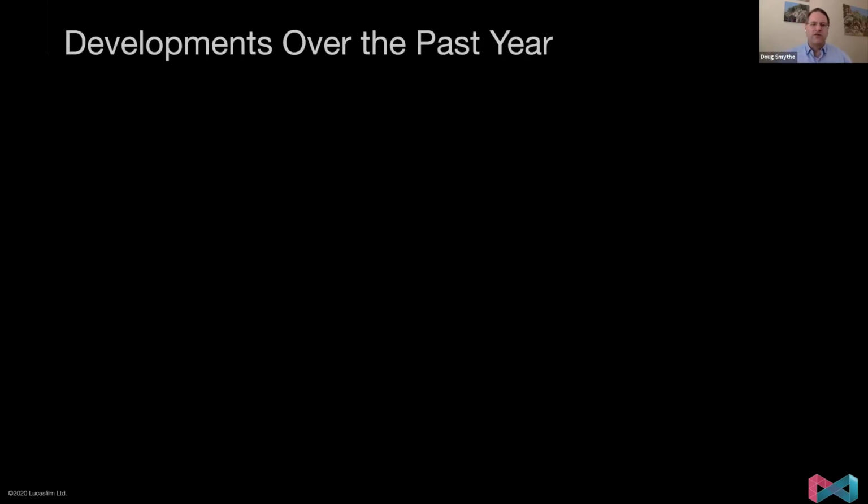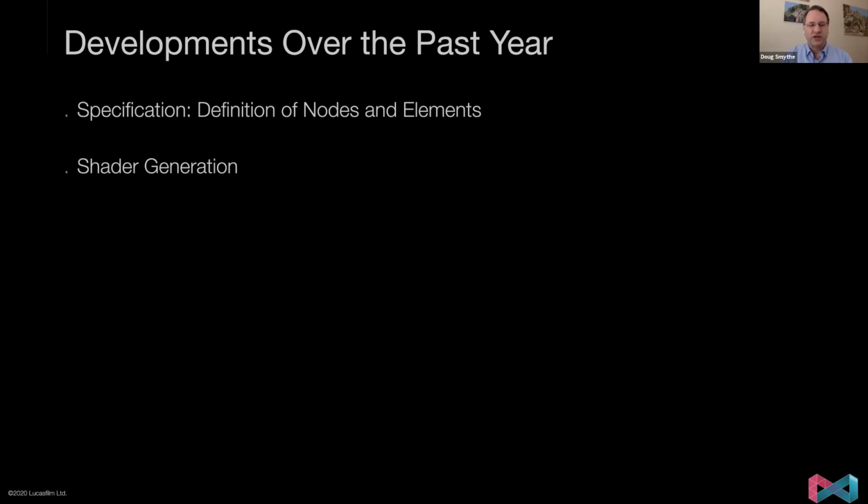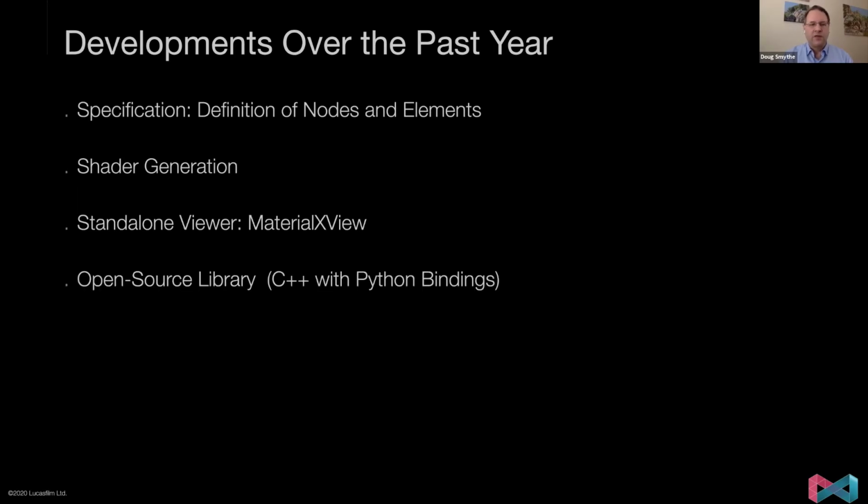So in this talk, I'll go over new developments in 5 specific areas of MaterialX. Updates to the specification, where the standard nodes and structural elements that make up MaterialX are defined. Updates to the shader generation module. Updates to the standalone viewer for MaterialX content, MaterialX View. Updates to the open source MaterialX library and its API. And improvements to the build environment to support more development platforms. I'll also note some newly added and upcoming support for MaterialX content and digital content creation applications.